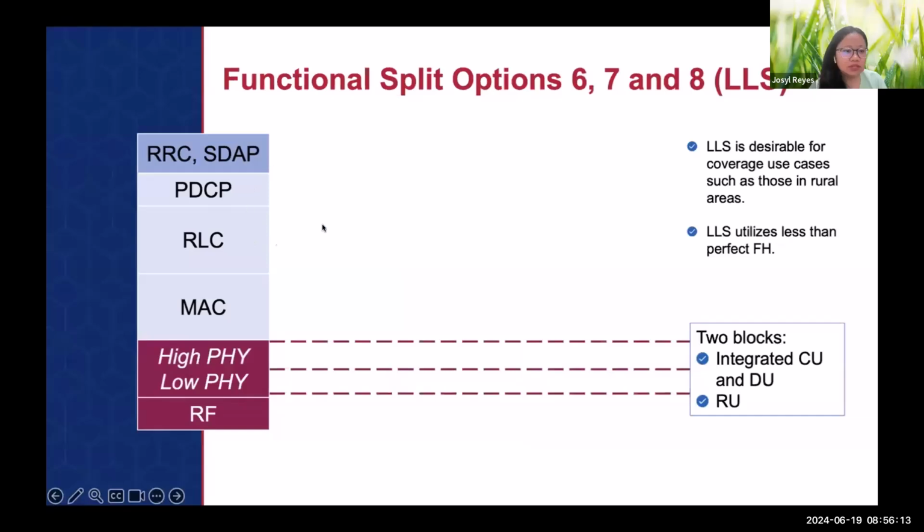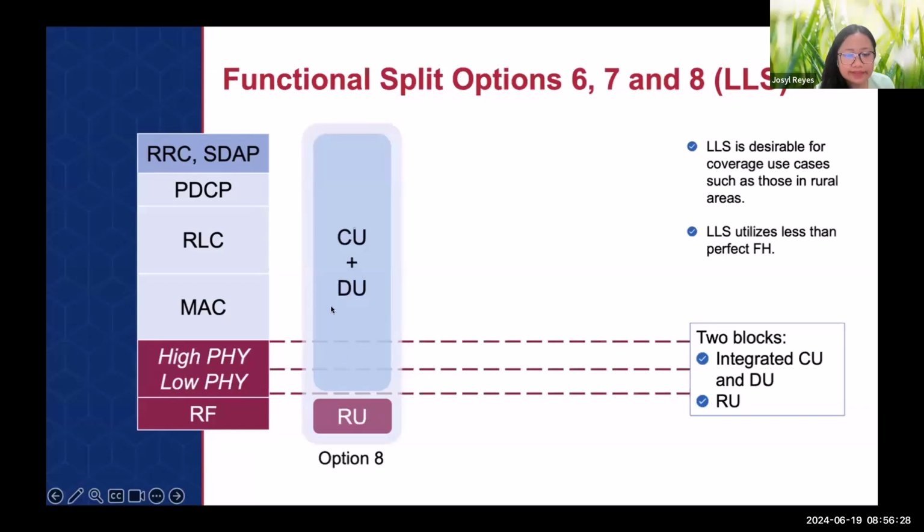Yan. So now let's look at the low layer split. There are three options. Actually in option 7, mas maraming pang sub-options. But for now, let's look at the three split options. We have here option 8, kasi yan nasa pinakababa. Option 8 is the RF protocol na is only assigned to RU.